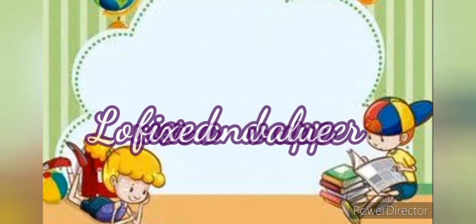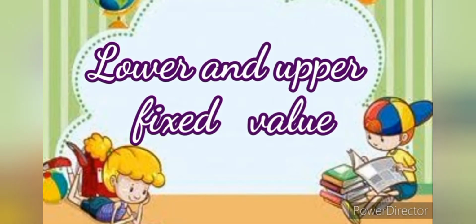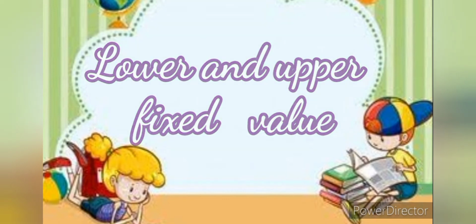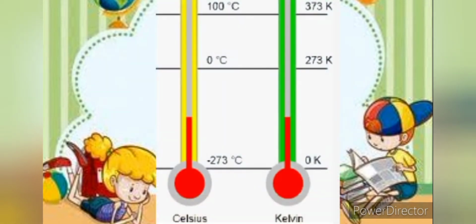Now students, lower and upper fixed value, it means कि टेम्परेचर को मेजर करने के लिए एक लिमिट मेंटेन की गई है, जिसको लोअर और अपर वैल्यू कहते हैं। क्लियर?